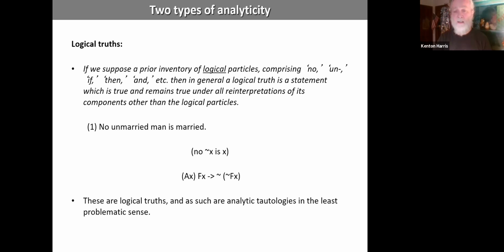And that is analytic, but those are simple tautologies. The problem is when you start plugging in real values. It's one thing to say no unmarried male, no unmarried man, is married. Even Quine doesn't have a problem with that. But to say no bachelor is married, he's going to have a problem with that, because it's not a logical tautology. It has to do with the use of this word bachelor.